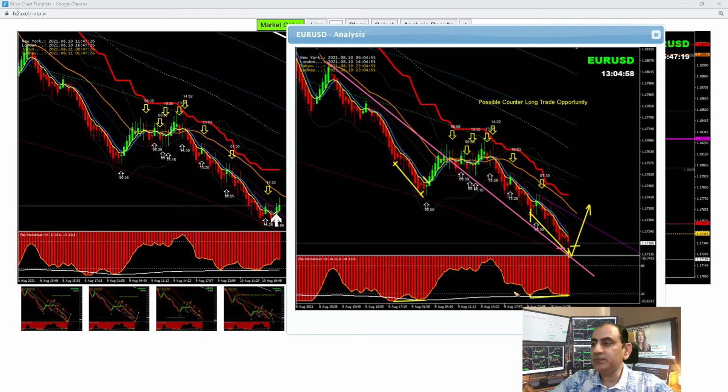If you look at here, we have divergence in momentum, and that's why we explained the previous divergence. You can see the price reverse, so we're expecting another counter long trade here. We'll let you know tomorrow about the Euro USD.